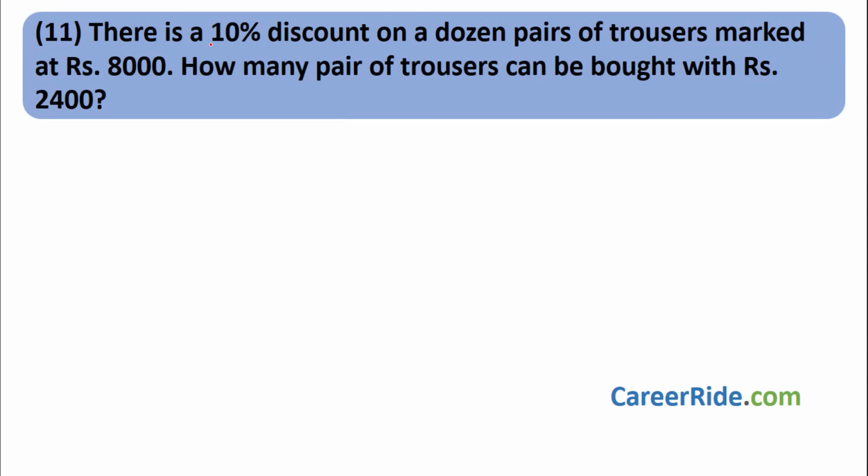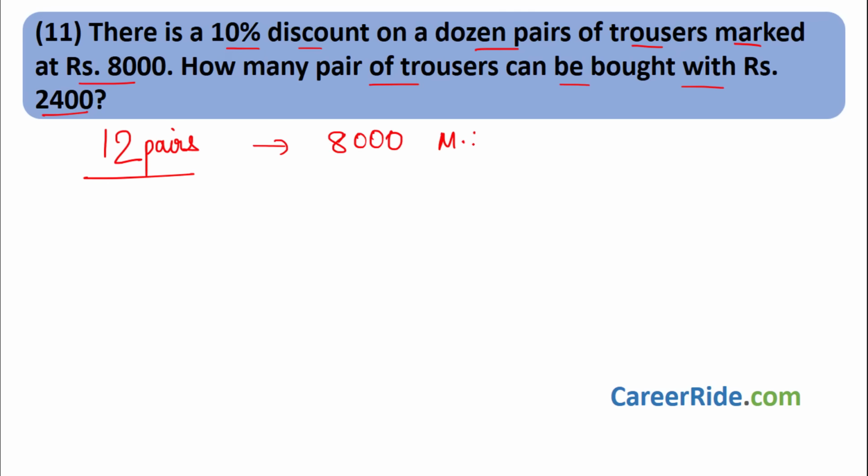Question number 11. There is a 10% discount on a dozen pairs of trousers marked at rupees 8,000. How many pairs of trousers can be bought with rupees 2,400? Very easy. A dozen pairs of trousers means 12 pairs of trousers. The cost of 12 pairs of trousers is 8,000 rupees. This is the marked price. Now there is a 10% discount if you buy 12 pairs of trousers.